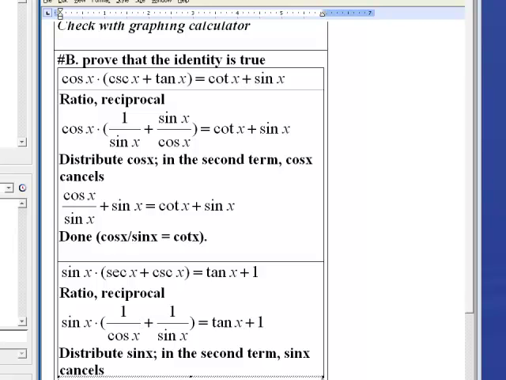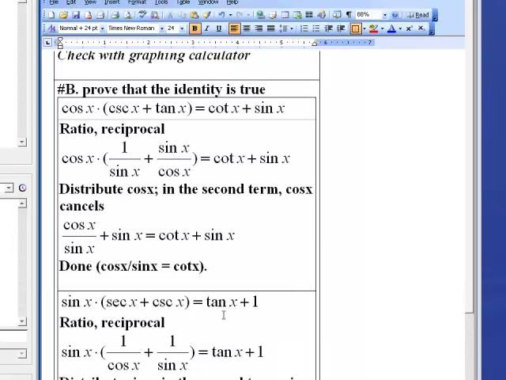And then, of course, I take the parentheses away. I don't need them anymore. And then, of course, right here, this will become a 1, and this will become a tangent. And we can see that we're done.